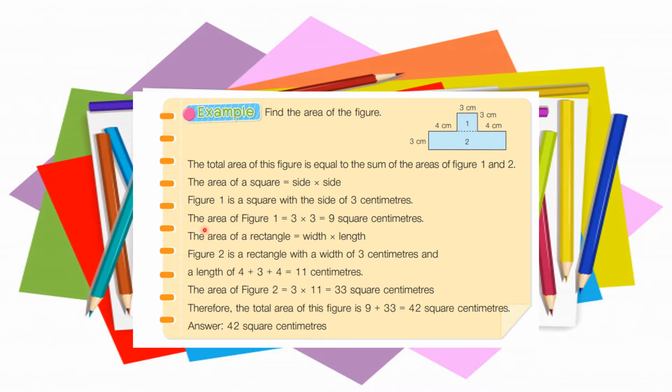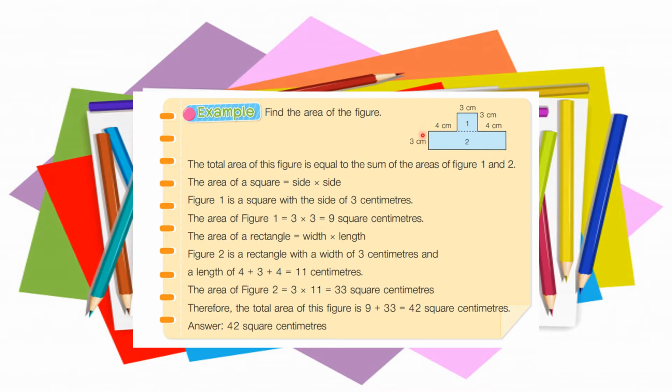And the area of figure 1 is equal to 3 times 3 equals 9 square centimeter. The area of the rectangle is width times length. Width times length.